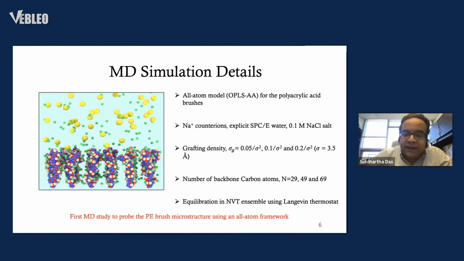We consider three different grafting density values. We use three different numbers of carbon atoms, that is, different lengths of the polyelectrolyte molecule. We perform equilibration in the NVT ensemble using a Langevin thermostat. We are not going to go into more details of the procedure.